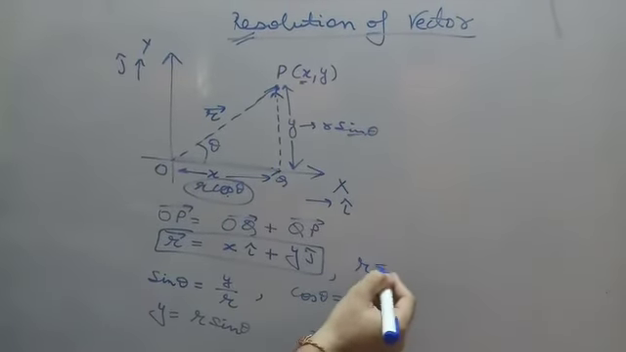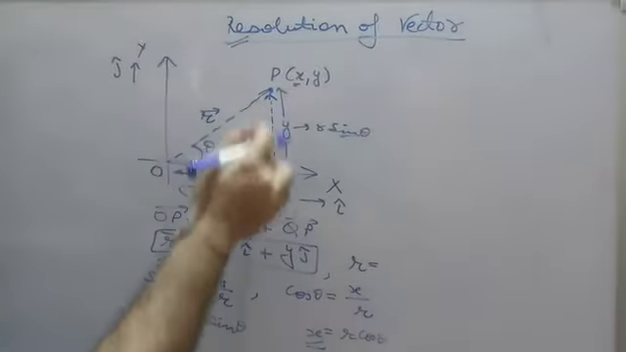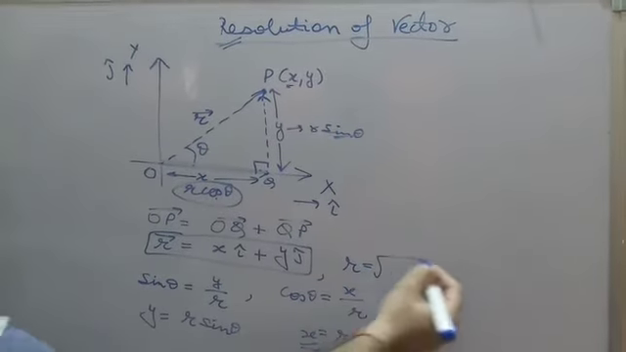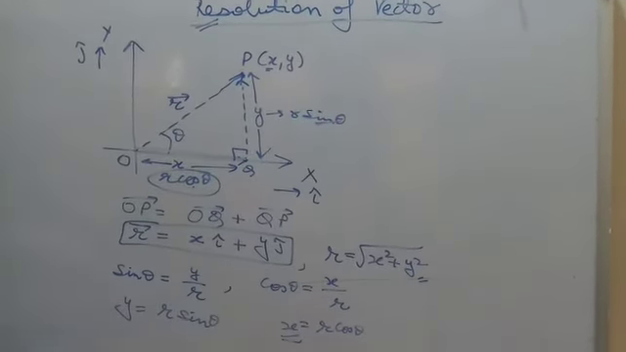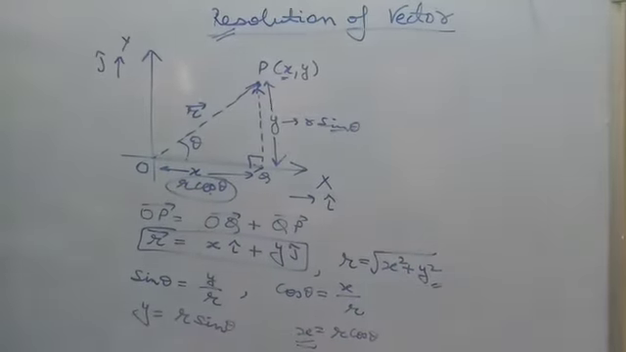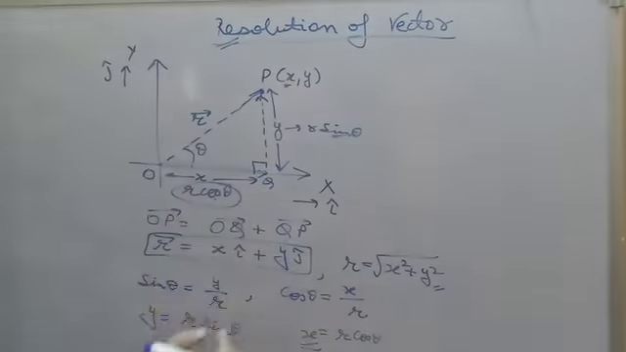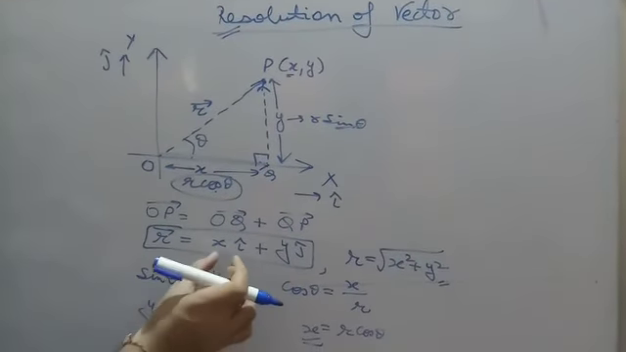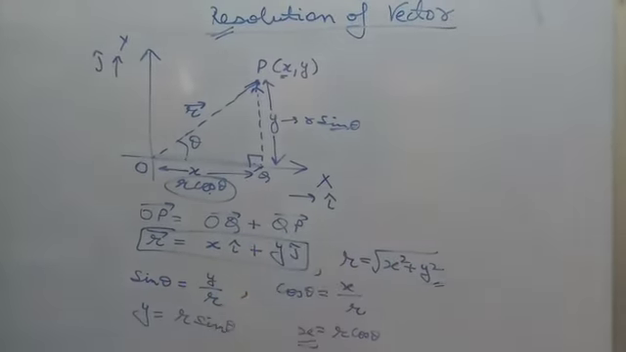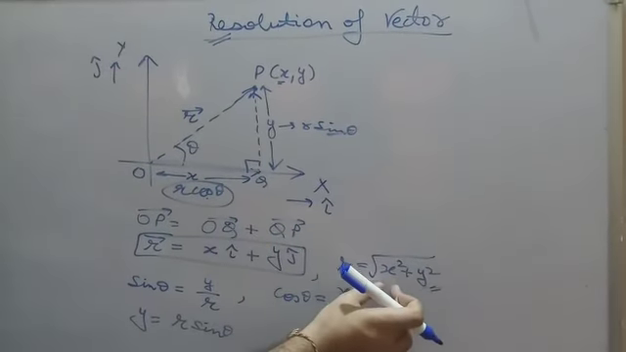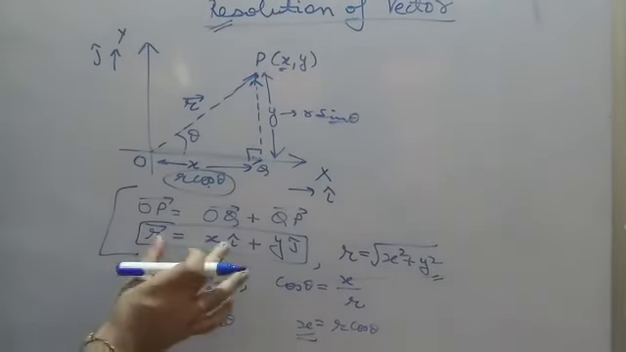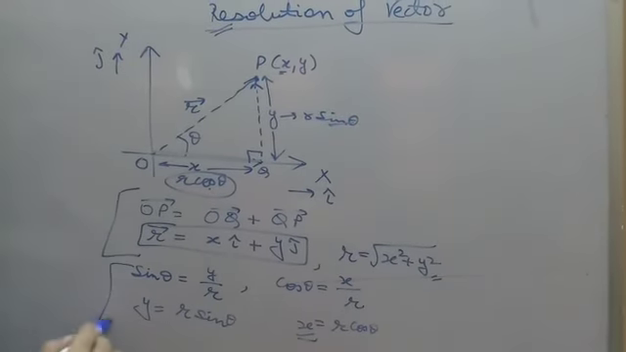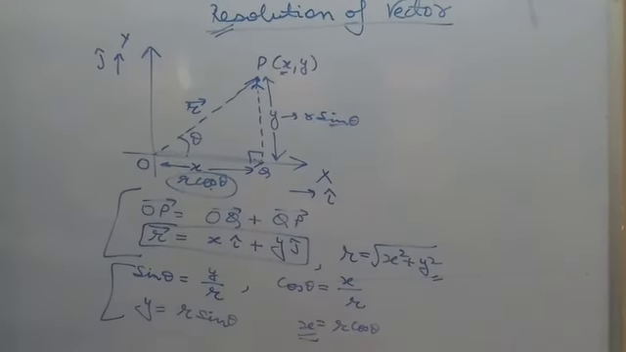Similarly, we can find the magnitude of a vector also. As you can see from the Pythagoras theorem, r will be under root of x square plus y square. So this is for the two coordinate system. If we take z also, in that case r vector becomes x i cap plus y j cap plus z k cap, and that magnitude becomes under root x square plus y square plus z square. So this part is called the rectangular components, and this is called the resolution of a vector.